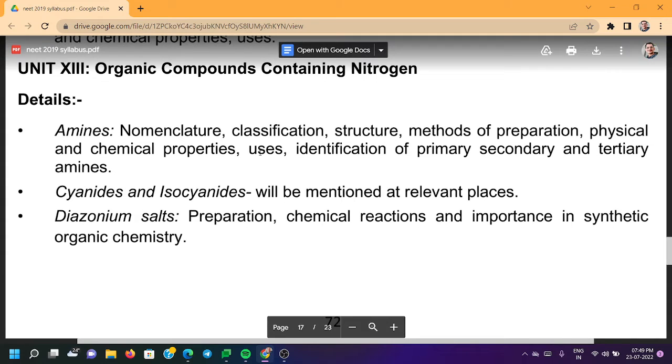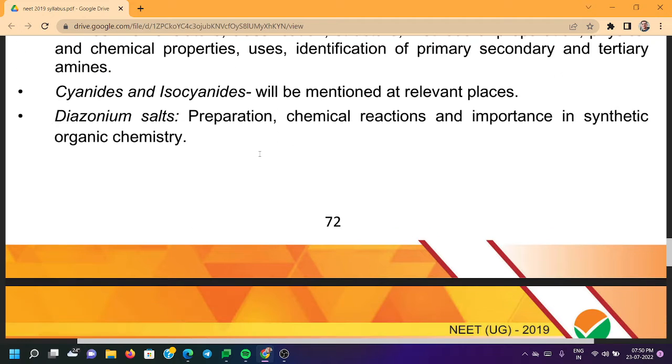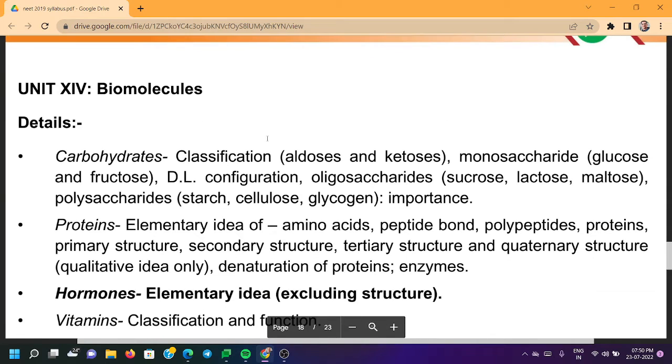Class 12 Chemistry Unit 13 Organic compounds containing nitrogen. Amines, nomenclature, classification, structure, methods of preparation, physical and chemical properties, uses, identification of primary, secondary and tertiary amines. Cyanides and isocyanides will be mentioned at relevant places. Diazonium salts, preparation, chemical reactions, and importance in synthetic organic chemistry.